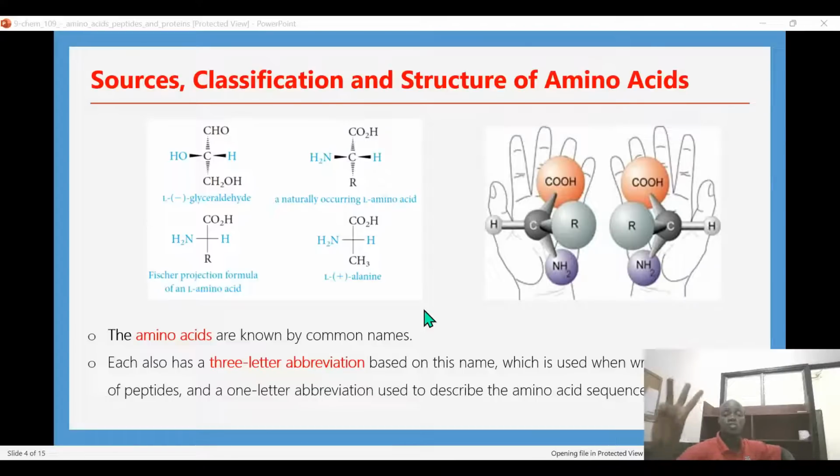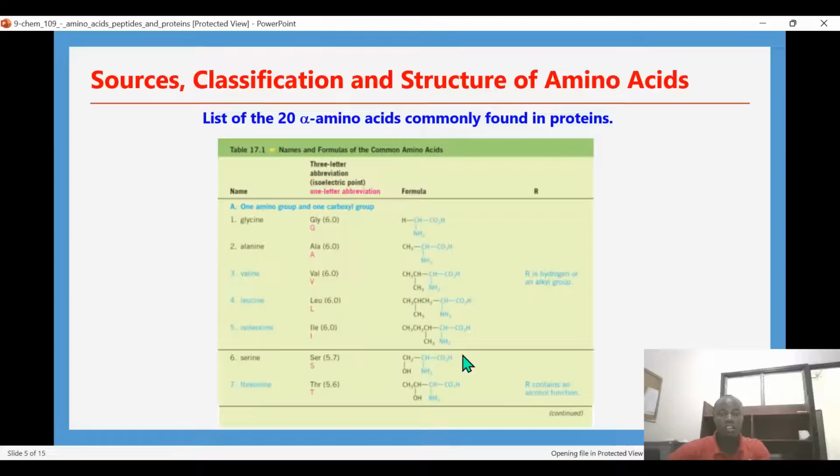You can either use a 3-letter abbreviation or a 1-letter abbreviation, so that you can actually write the sequence of the proteins. Okay, and then the next thing after this is, so this is how the amino acids look. We have glycine, we have alanine, we have valine. These are the amino acids, and they have their letter abbreviations.